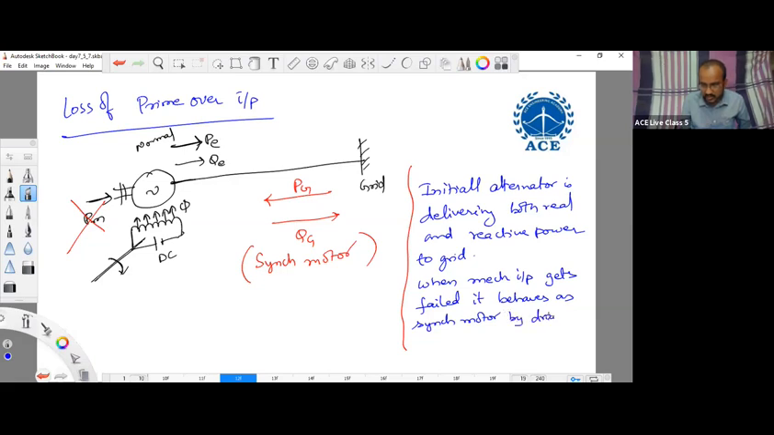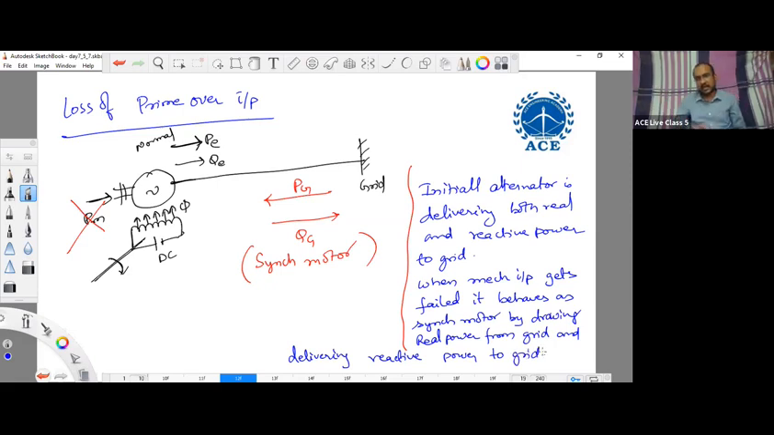By drawing real power from the grid and delivering reactive power to the grid. So it is drawing real power from the grid and delivering reactive power to the grid. Can you allow the operation of a synchronous generator as a synchronous motor?